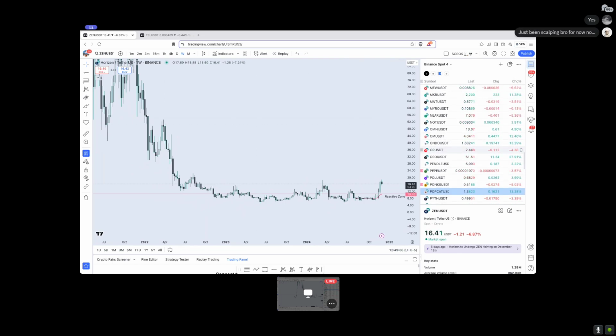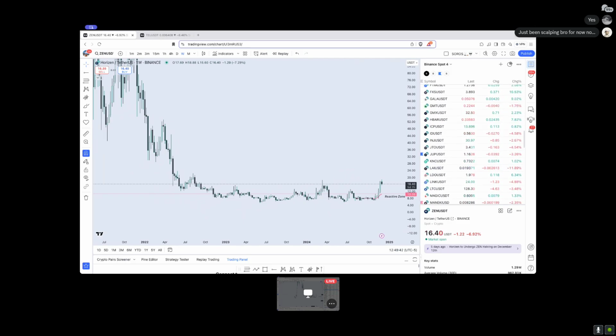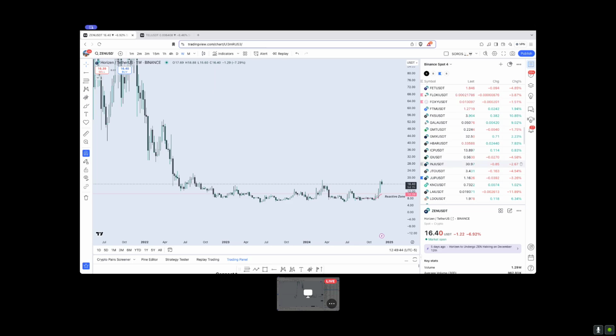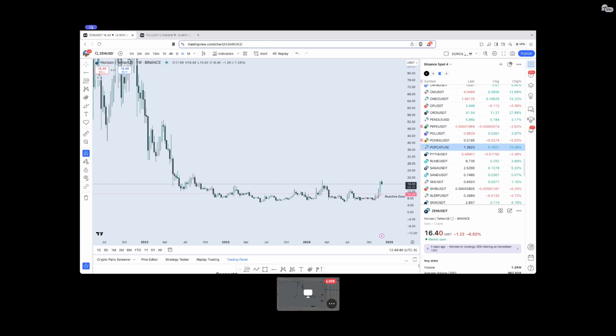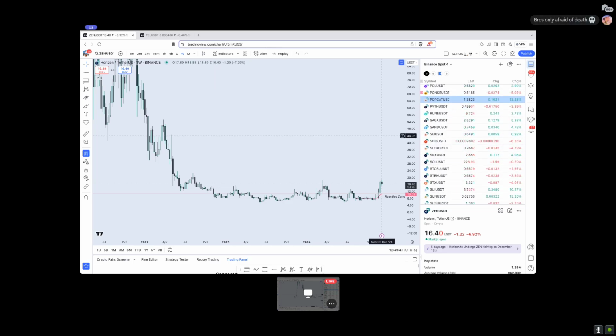Yeah, pretty much scalping is the only way right now, unless there's a big flush. If we get a good OI flush, I think it would be nice to go into some longs that have been lagging.